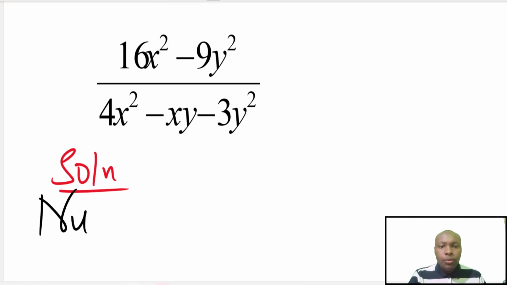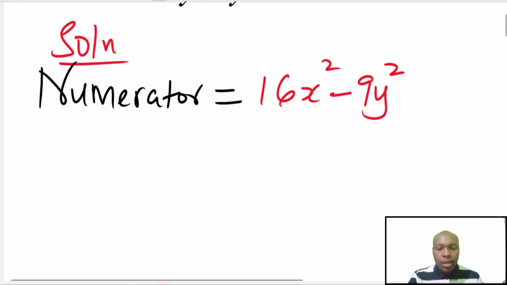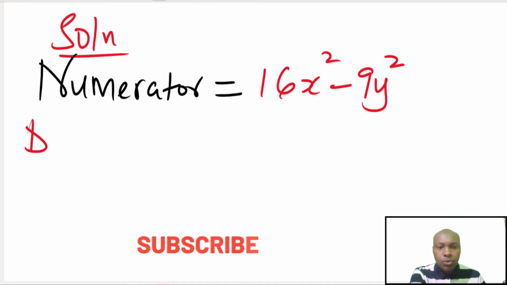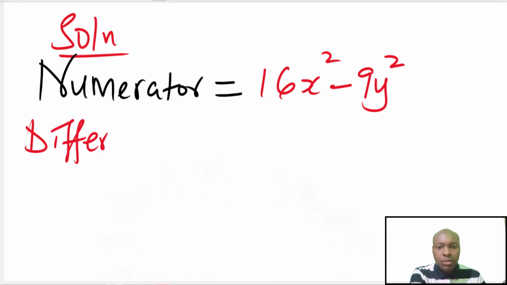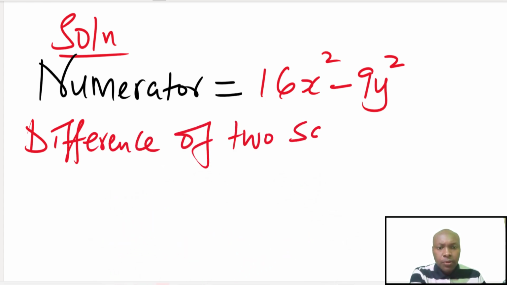Now we shall begin with the numerator. We get the solution for the numerator, then we go to the denominator, and then we get the final answer. So let's begin with the numerator: 16x squared minus 9y squared. Looking at that expression, you'll notice that it is a difference of two squares.